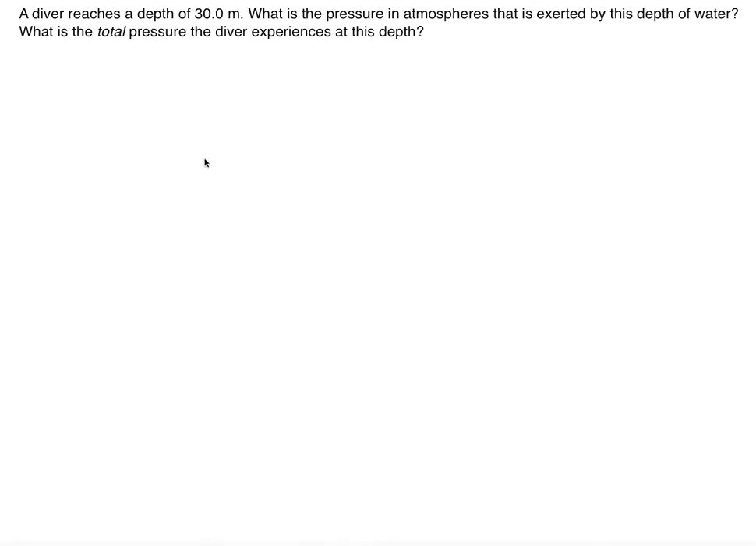A diver reaches a depth of 30 meters. What is the pressure in atmospheres that is exerted by this depth of water? What is the total pressure the diver experiences at this depth? Okay, so part A. We know that the pressure is equal to the gravitational acceleration times the density of water times the height. The height in this case will be the depth.